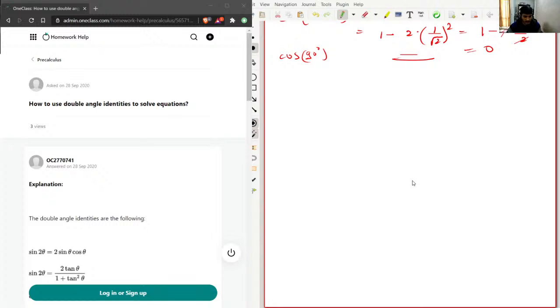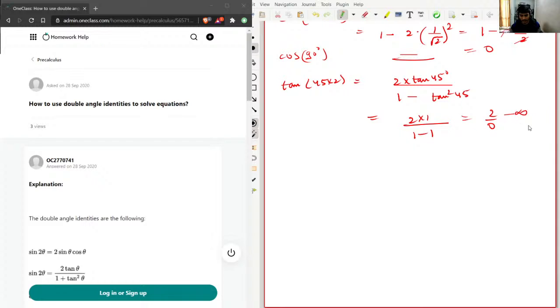Again, we can find the tangent also. Tangent of 45 into 2 will be 2 times tangent of 45 over 1 minus tangent square of 45. So this will become 2 into 1 over 1 minus 1. And yeah, in the denominator we have 0, which is infinity or undefined. And we know that tangent of 90 degree is undefined, or it approaches infinity. Like at 90 degree we have an asymptote.